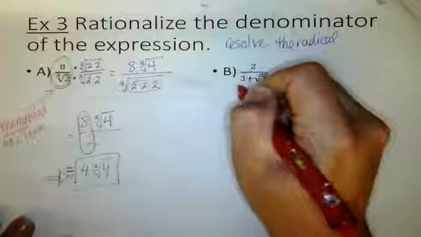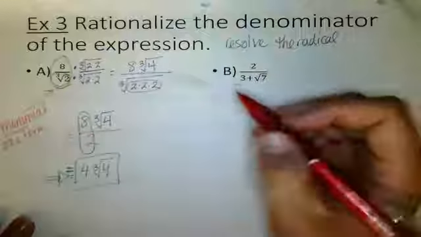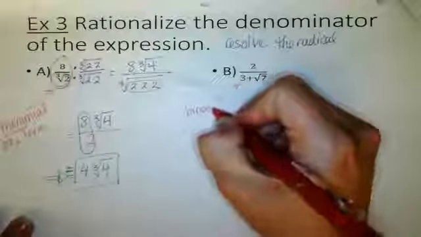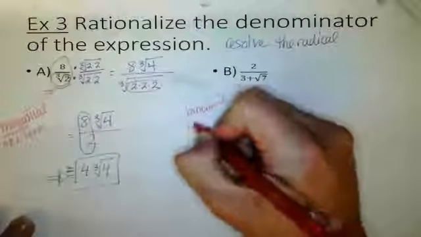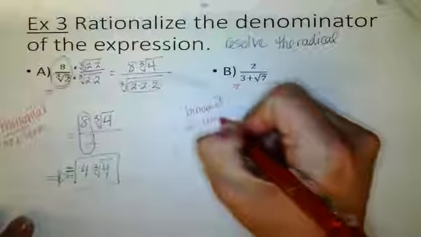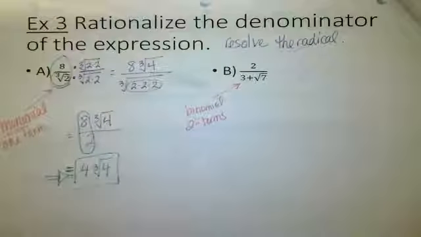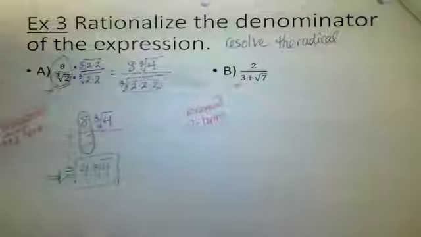What's this denominator? A binomial. Very good. Which would be 2 terms. 3 plus a radical 7. So this is a binomial. Now, when we're trying to rationalize a binomial, we have a slightly different way to do that.